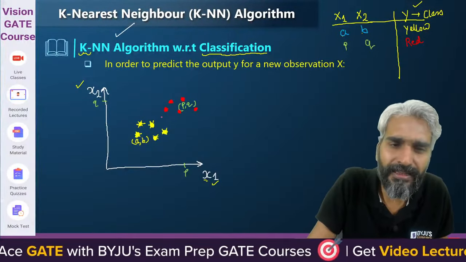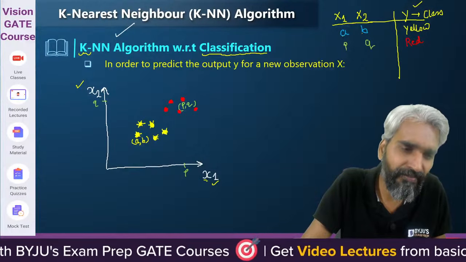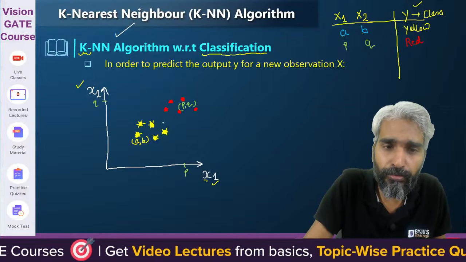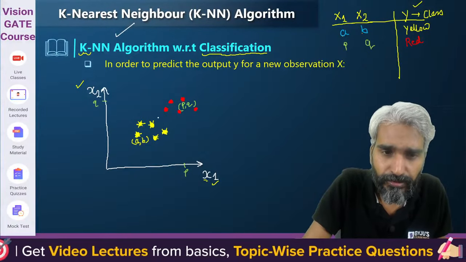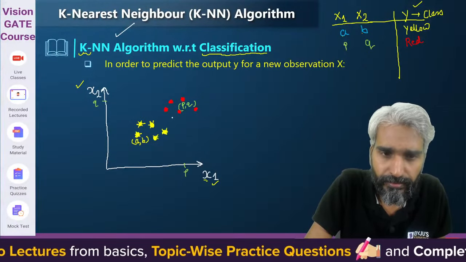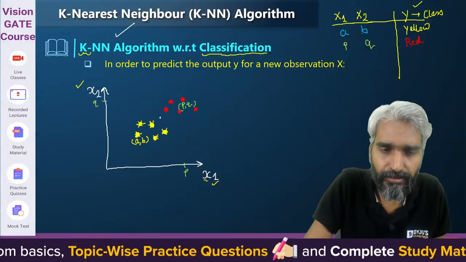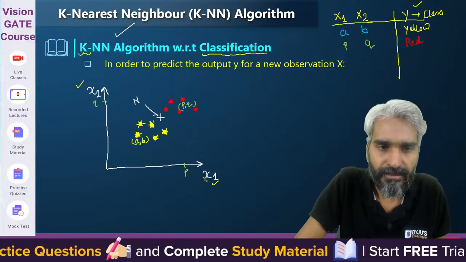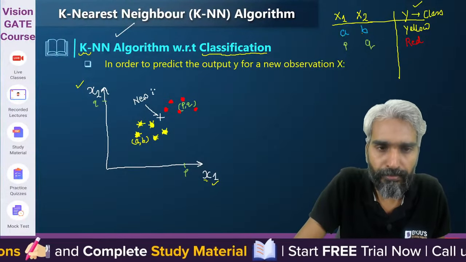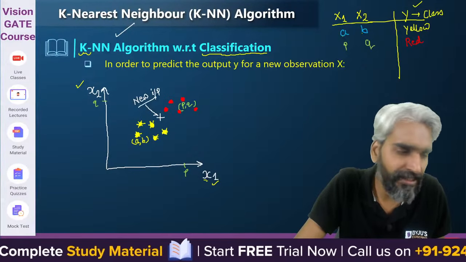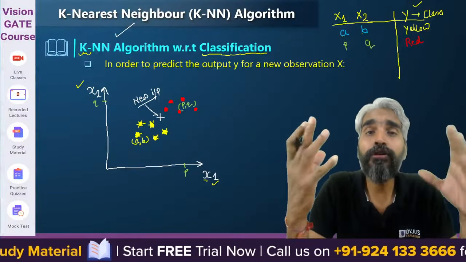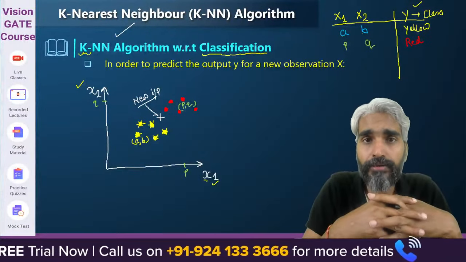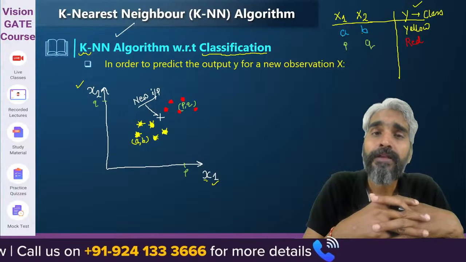Now let's try to understand: if I give you a new point, what does this algorithm do? Let's assume this is my new input. New input means it is my test data. I don't know what class this particular input will belong to.